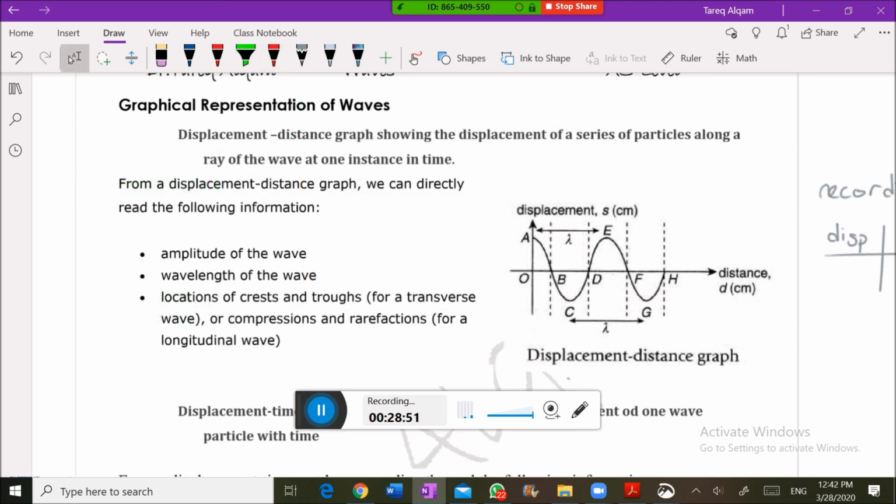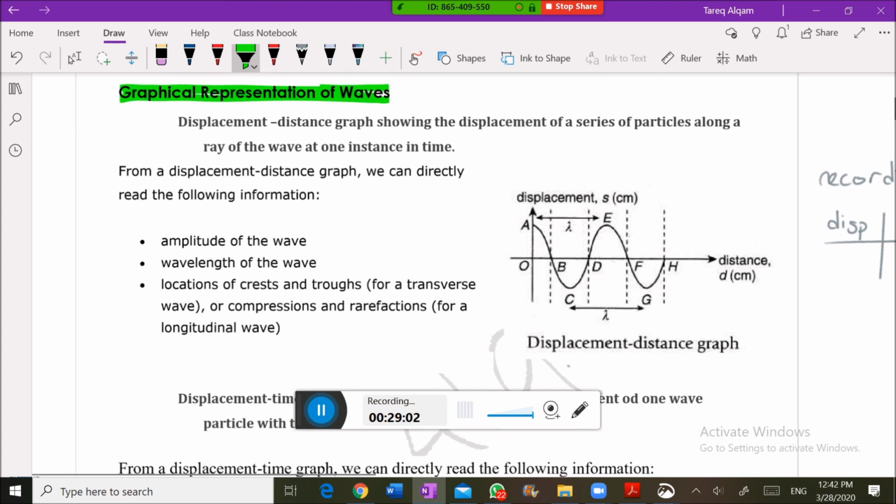Representations of waves. We have two graphical representations. At O level we did not talk about them, honestly, but at A level we have to. First one, it's called a displacement distance graph.